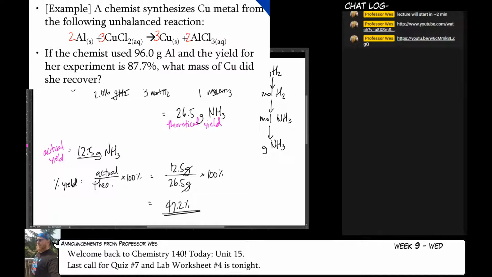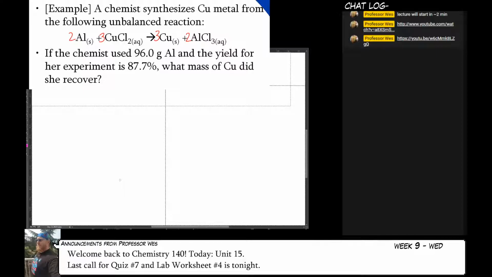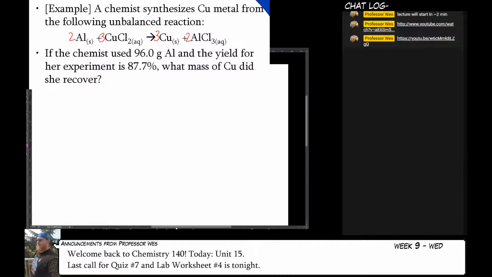Give myself a little more space here. And we'll do it again. Wait, what the heck happened? Why did I end up all the way down here? There we go. I zoomed in by accident, maybe.